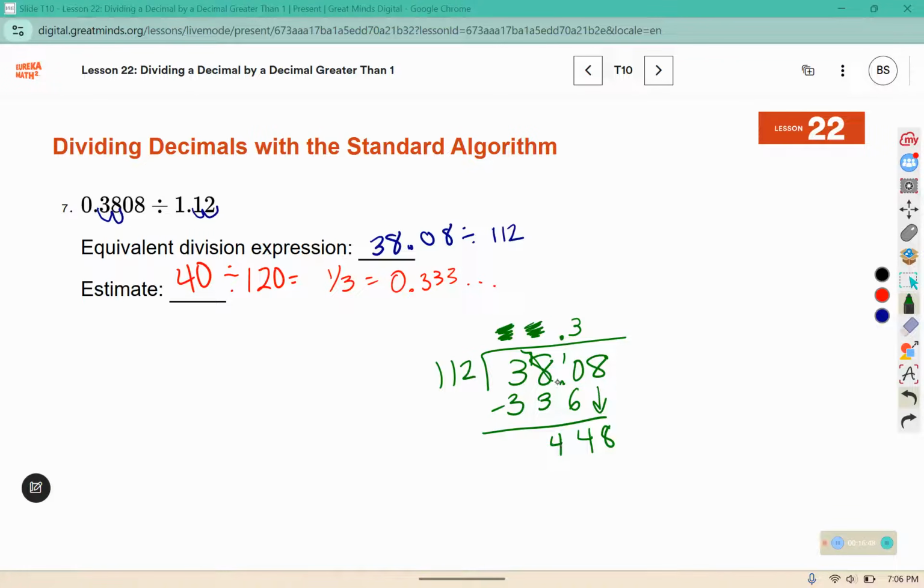100 would fit into 400 4 times. And 4 12s would be 48. So it is 0.34.